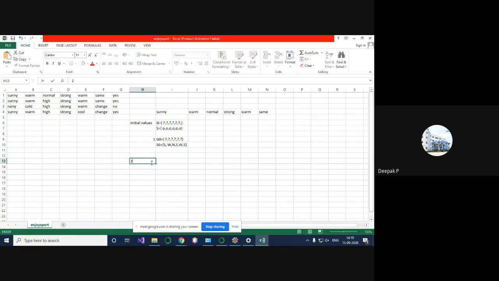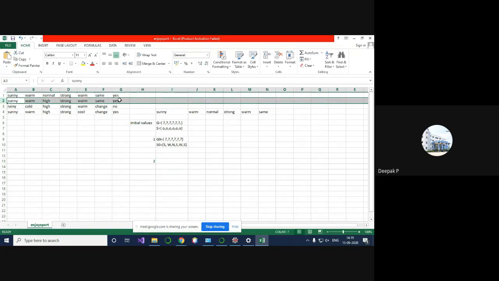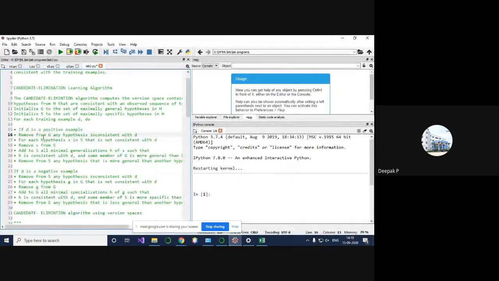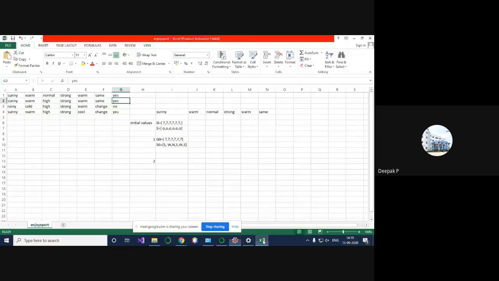Now I go with the second instance. This is my second instance. The target result, the function, is also yes, which means it is a positive state. So when it is positive, remove from G any hypothesis inconsistent with D. What is my earlier hypothesis? G naught has all question marks. So what happens to G1? As there is no inconsistent data, this remains the same.